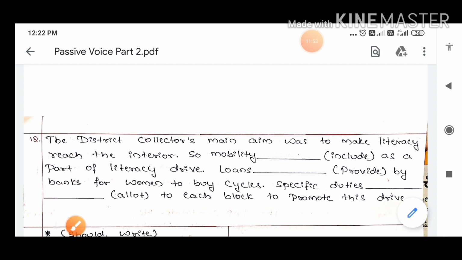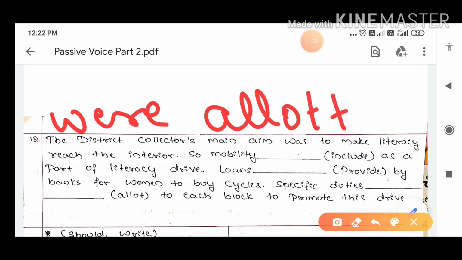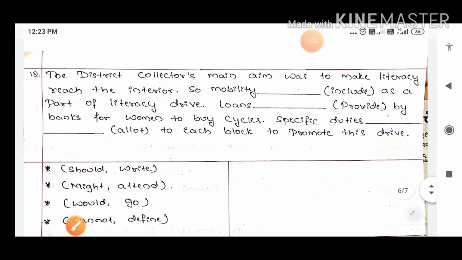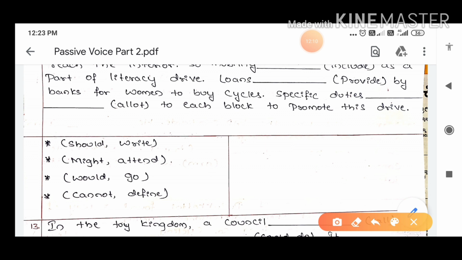Specific duties, again it is a plural, so we use were. Allotted. Specific duties were allotted to each block to promote this drive. So friends, these are the regular examples we have discussed till now. Sometimes for certain blanks they may give 2 words in brackets.